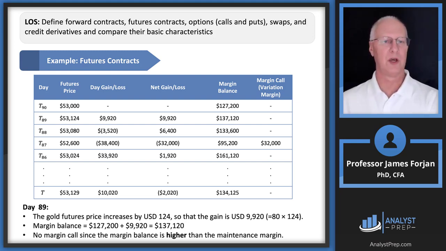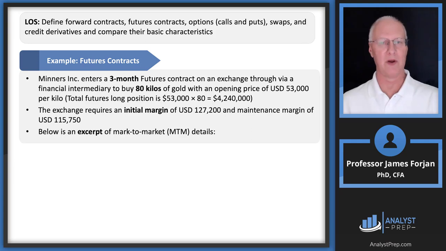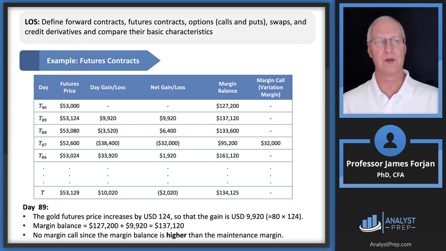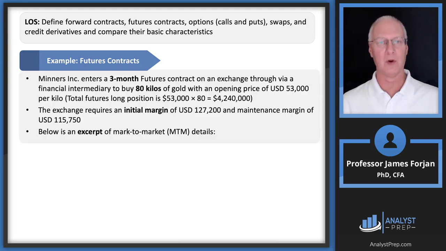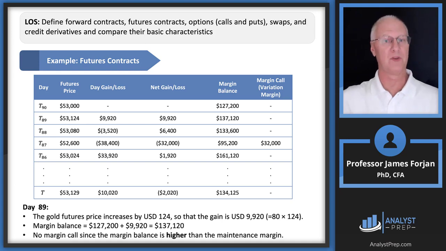All right, so there's day T with 90 days to go. There's our futures price. So what do we do? We're Minners, right? And so we need to put in an initial margin of $127,200. Everybody with me? Now, Minners back here, we're taking the long position, right? The long position. So there's a short position out there somewhere, and that short position is going to have to do the same thing.